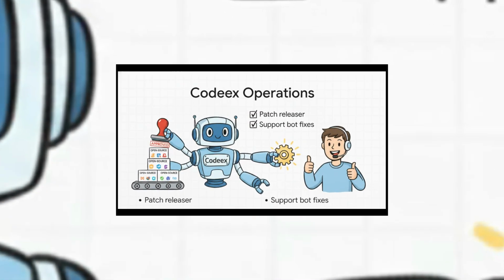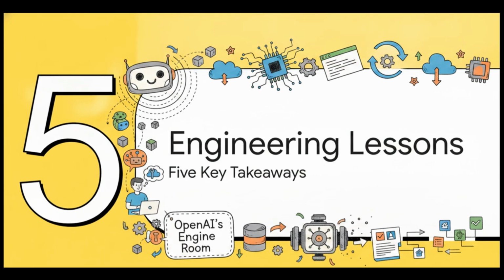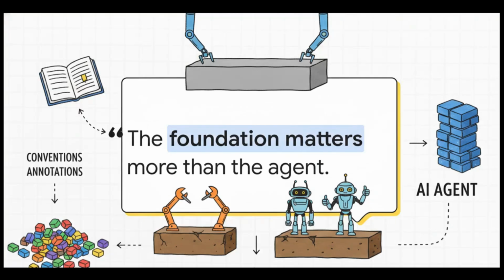It's just wild. All right, Section 5, Key Engineering Lessons. So what can we actually learn from the engine room? Here are 5 takeaways you can apply to your own applications. Lesson number 1. The foundation matters way more than the agent itself. OpenAI maintains an incredibly clean monorepo with strictly enforced conventions and required annotations for every single table.